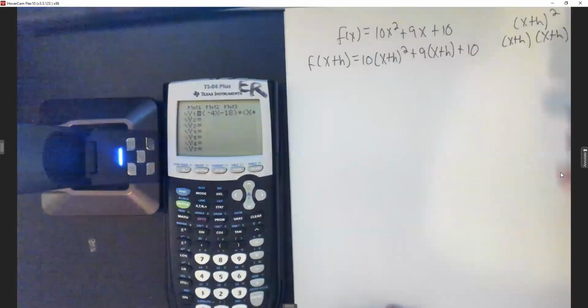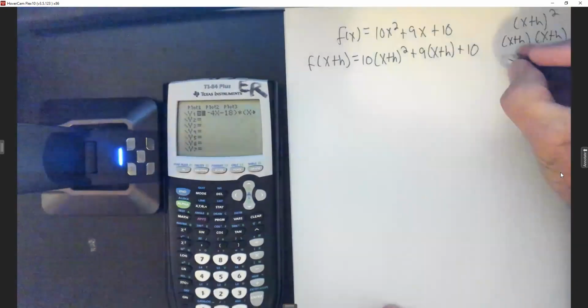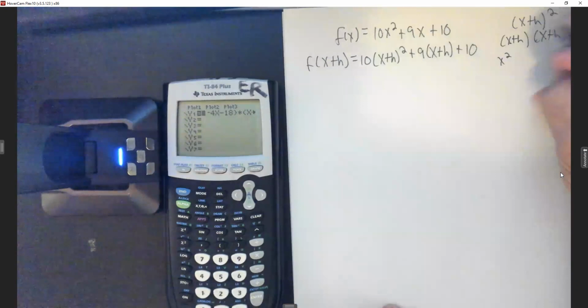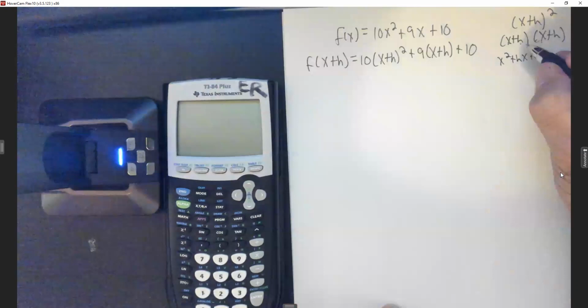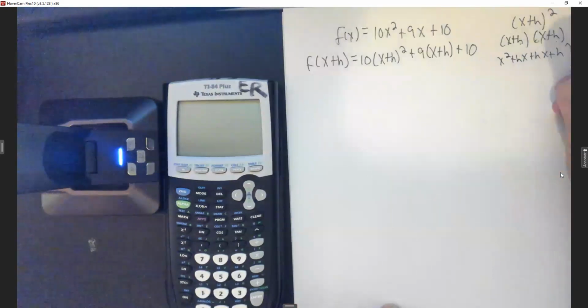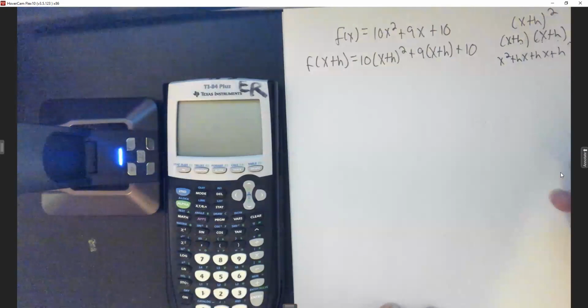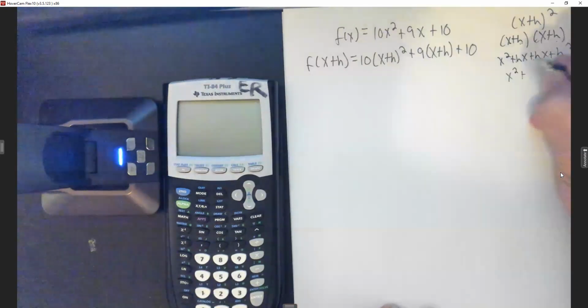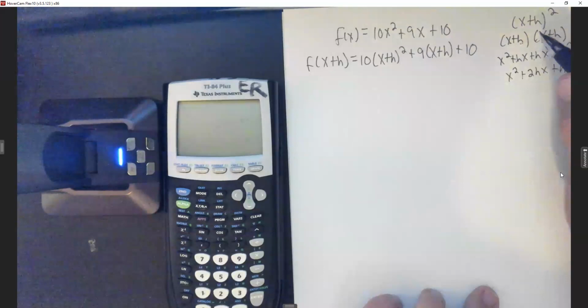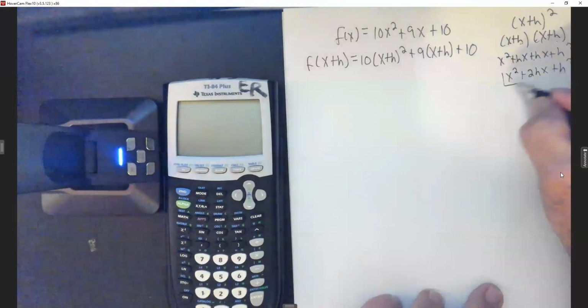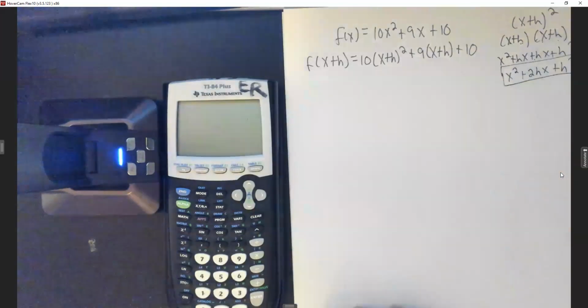And when y'all foiled it, x times x was an x squared. X times h was a hx. H times x is a hx. H times h was a h squared. And then add the like terms. So 1h plus 1h gave me 2hx. And then at the end is my h squared. Every time you foil that, you're going to get that answer. So you'll use that on your test too, okay?